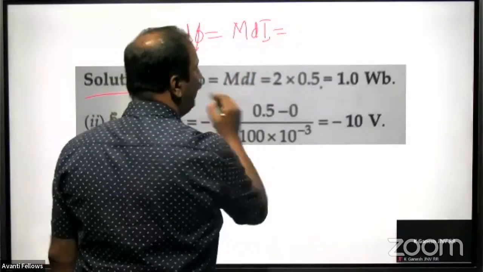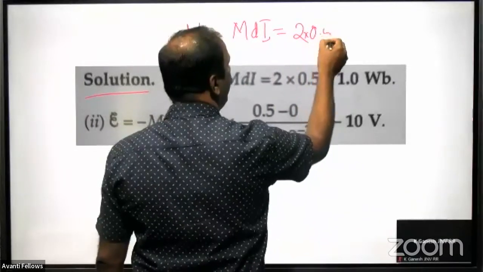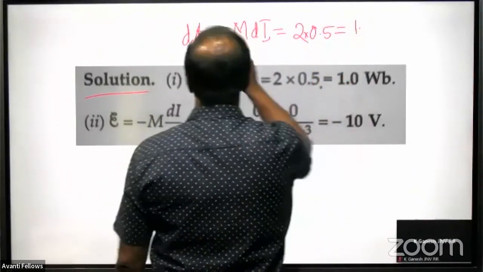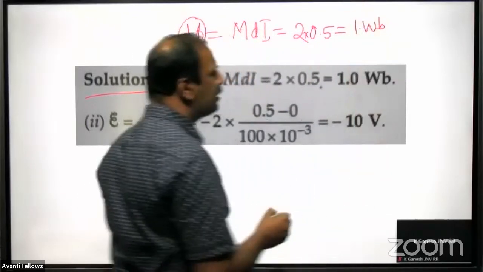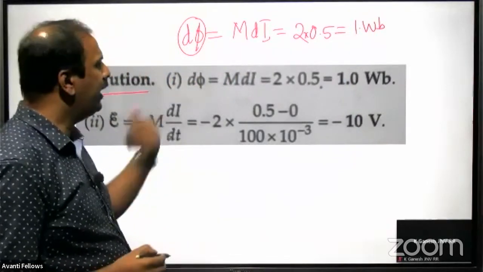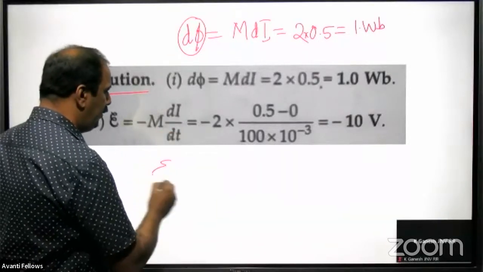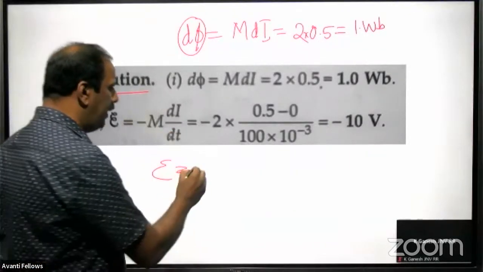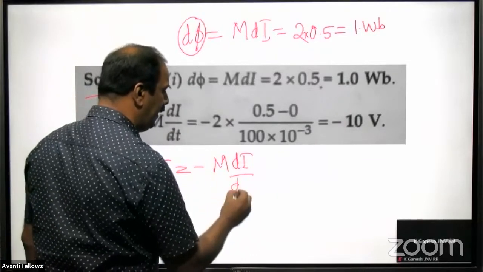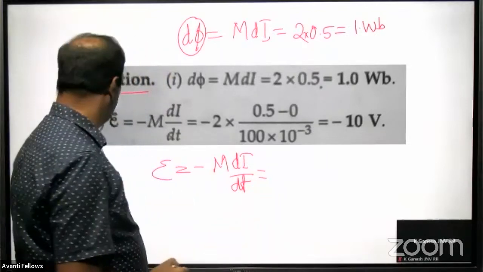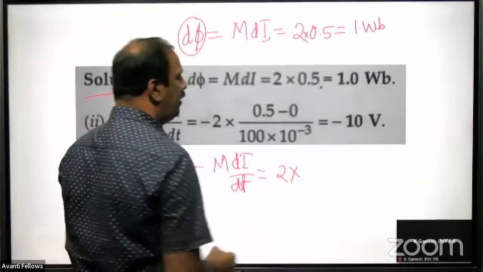So this M value is already there, 2, and change in current is 0.5. So you will get it as 1. So this is flux. The unit of flux is Weber. WB is Weber. So you will get it as 1 Weber. Now the second part is EMF. So EMF is given by E is equal to minus M into di by dt. Okay, so the induced EMF, M again the same value 2 into di by dt.